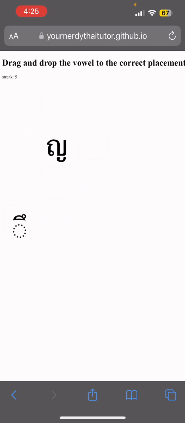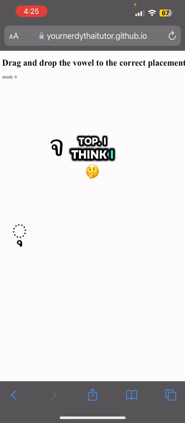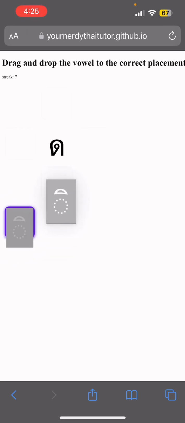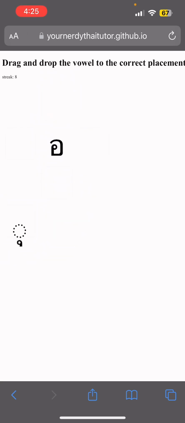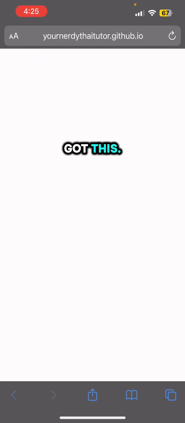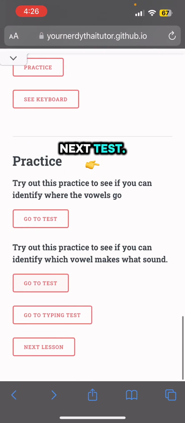Underneath again. That one goes on top. I think I have an idea of where each thing goes. This one's on top. This one's underneath. This one's to the right. Yeah, I think we got this. Let's go to the next test.